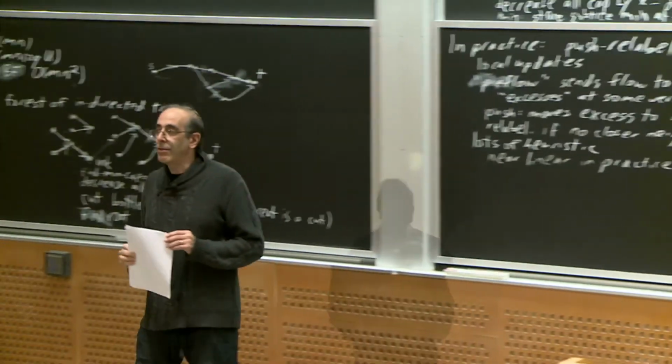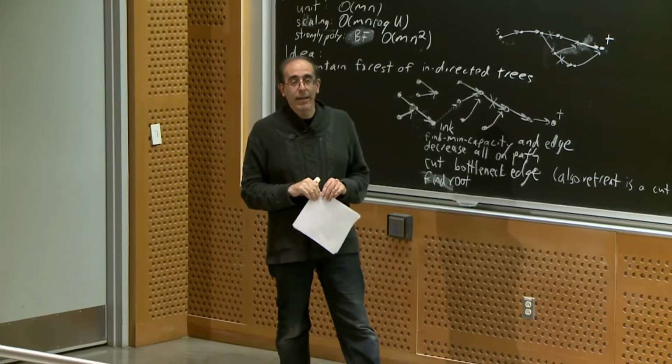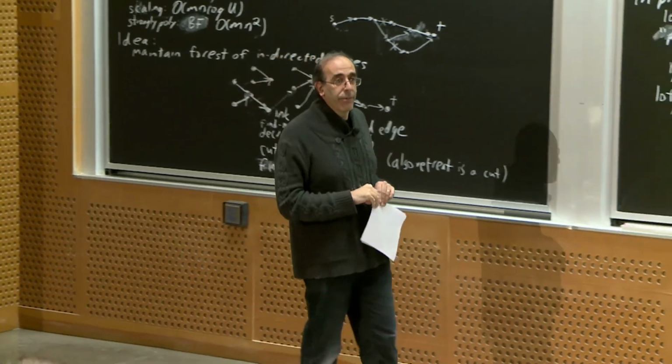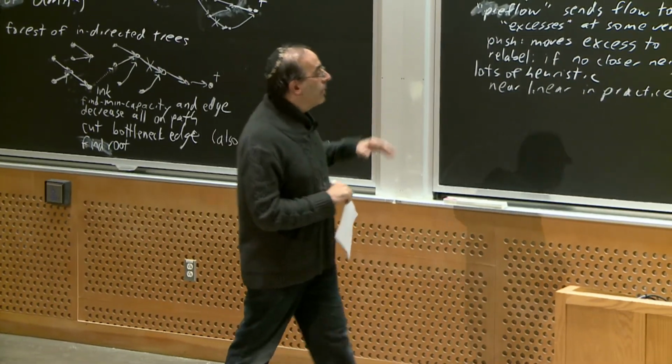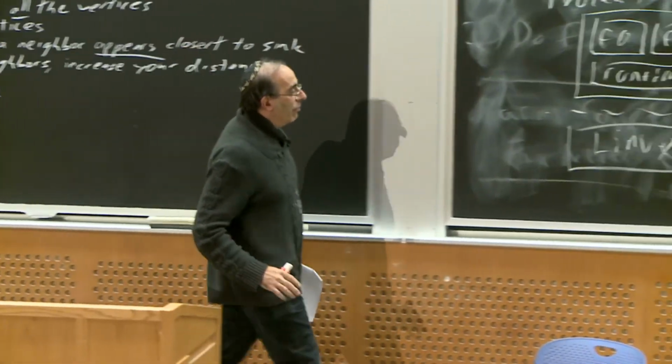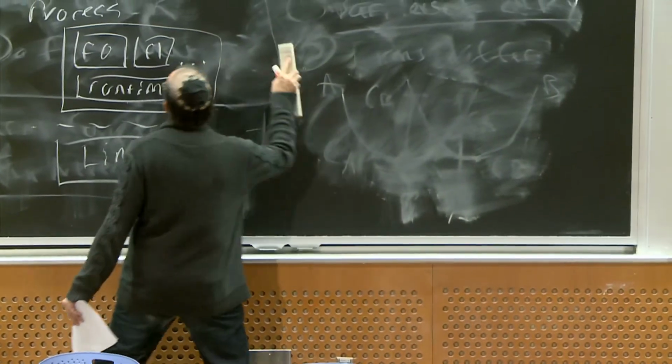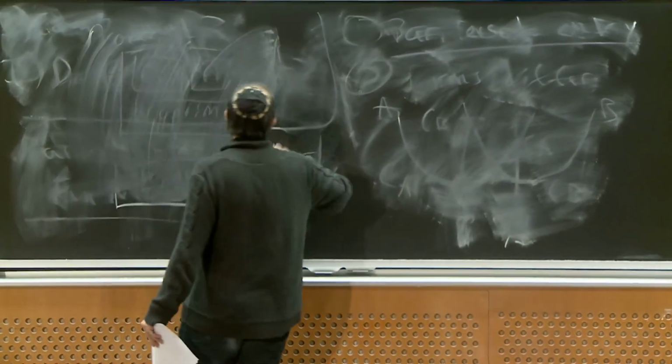Okay, so max flow can be solved really, really fast in practice using push-relabel techniques. But push-relabel still suffers from this path decomposition barrier, which stuck around for a long time.